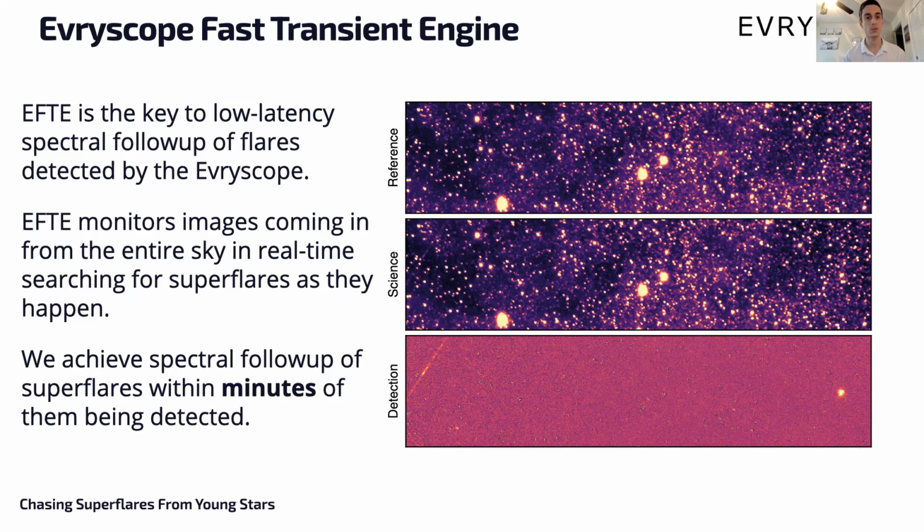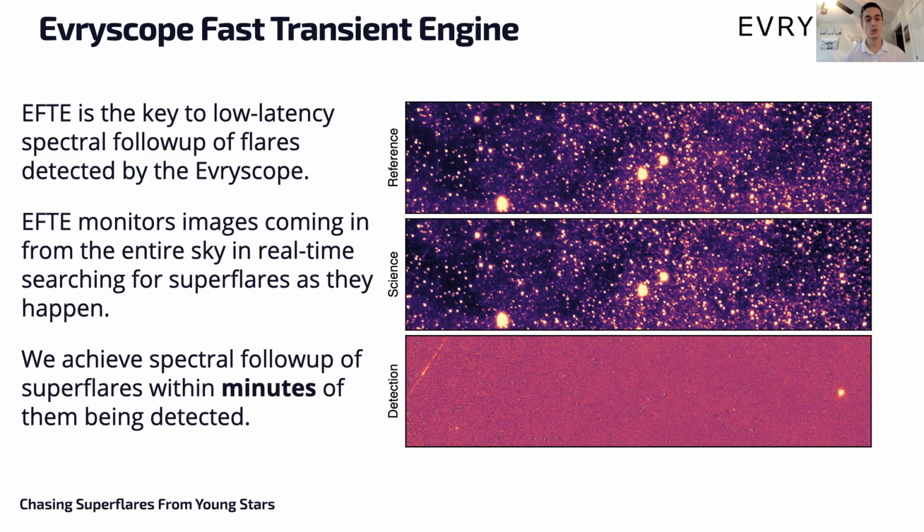So EFTE monitors images coming in from the entire sky in real time, searching for superflares as they happen. And you can see an example of this on the right of the screen. You see the science frame and the reference frames. It subtracts the two and looks for increases in brightness. This allows us to achieve spectral follow-up of superflares within minutes of them being detected.